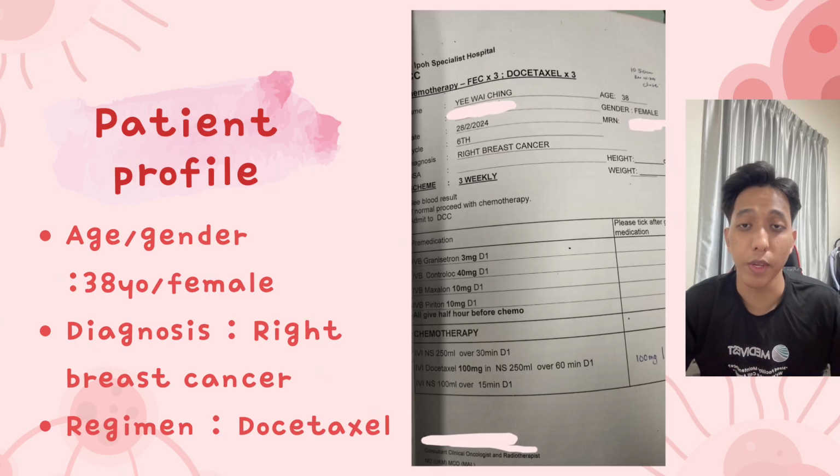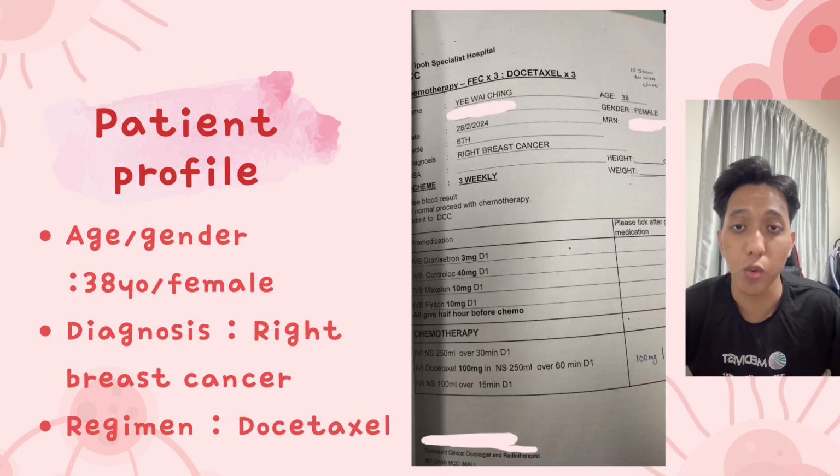In this case, the patient is a 38 years old female who was diagnosed with the right breast cancer. The chemotherapy regimen used for this patient is docetaxel. Docetaxel is a chemotherapy drug that belongs to the taxane group, which is commonly used in breast cancer treatment to slow down or stop the growth of cancer cells.